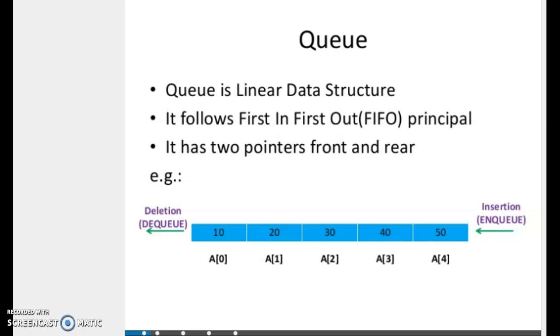Okay. You can see from where insertion is happening and from where deletion is happening. You cannot insert from anywhere and delete from anywhere. That means there is only one end for insertion of data and only one end for deletion of the data. Okay.